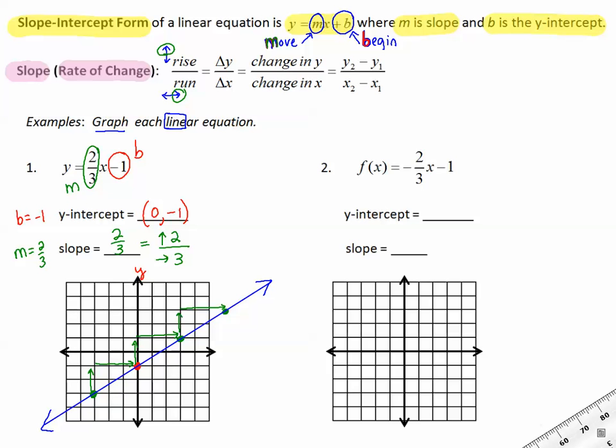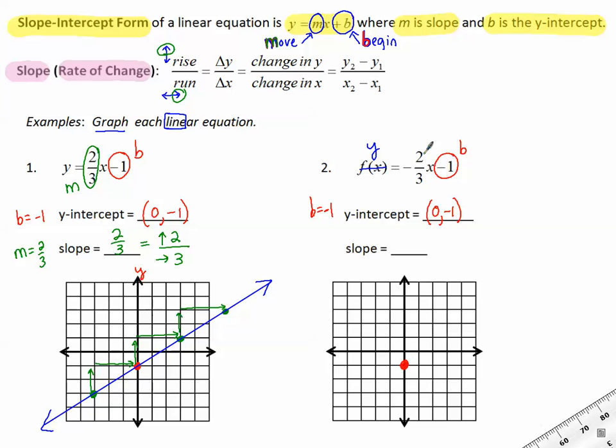Let's see if you were correct. F of x, remember that's the same thing as y. F of x means y. So this says y equals -2/3 x minus 1. We begin with b. Here is b. b is -1. That means my y-intercept is 0, -1. I begin with b. So I begin by plotting the y-intercept.